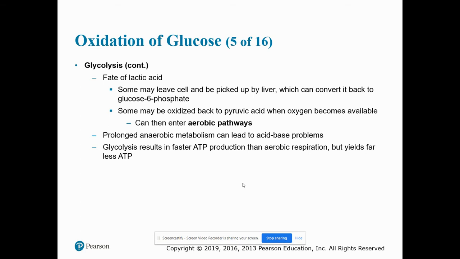Now, glycolysis results in faster ATP production than aerobic respiration, but it yields far less. So I just showed you that the net gain from glycolysis is 2 ATP, and we're going to find out later that oxidative phosphorylation is actually going to yield 28 ATP, about.